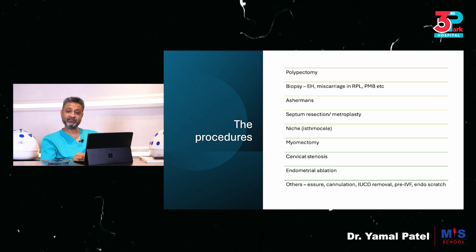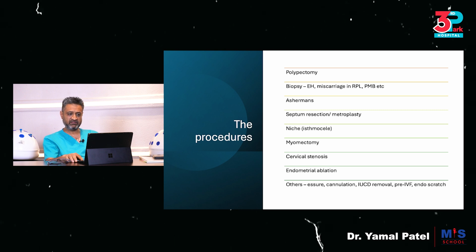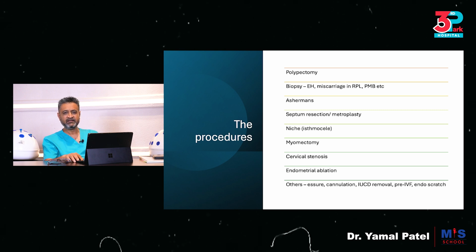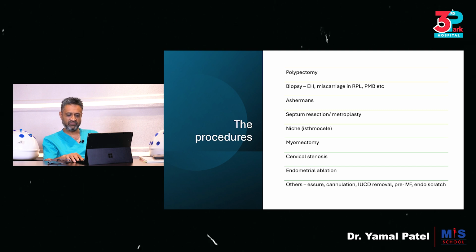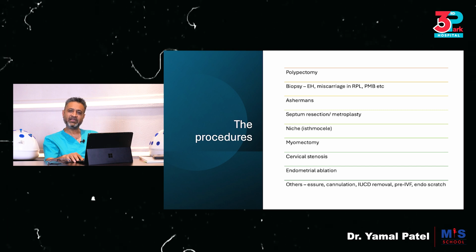a niche or an isthmocele, a caesarean scar lesion, site niche. Myomectomy can be a surgical procedure, cervical stenosis and block and collection of fluid inside, to endometrial ablation. And there are others like cannulation of the proximal end of the tube, insertion of Essure has been done in the past, IUCD removals, pre-IVF endometrial scratch, etc. These are just to name a few. So we want to go into the different levels, and the different procedures one by one.